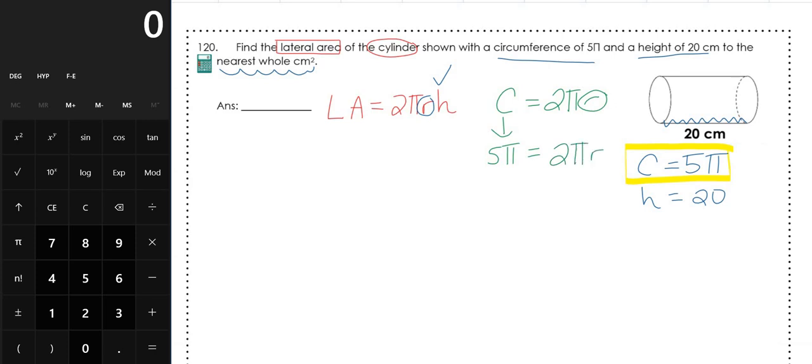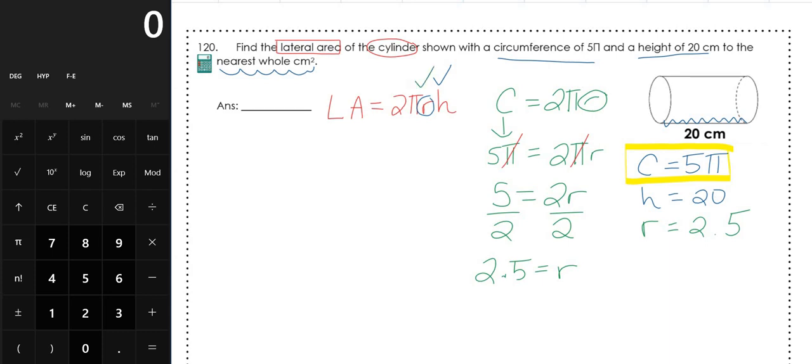All right. Now, in order to solve for r, we're going to start doing some of our algebra rules. If I have a pi on both sides and I divide out pi, the pi's are going to cancel. So if they're on both sides, they cancel out. Now we're left with 5 equals 2 times r. So to get r alone, we're going to divide both sides by 2. 5 divided by 2 is 2.5. Great. Now we have r. R is 2.5.